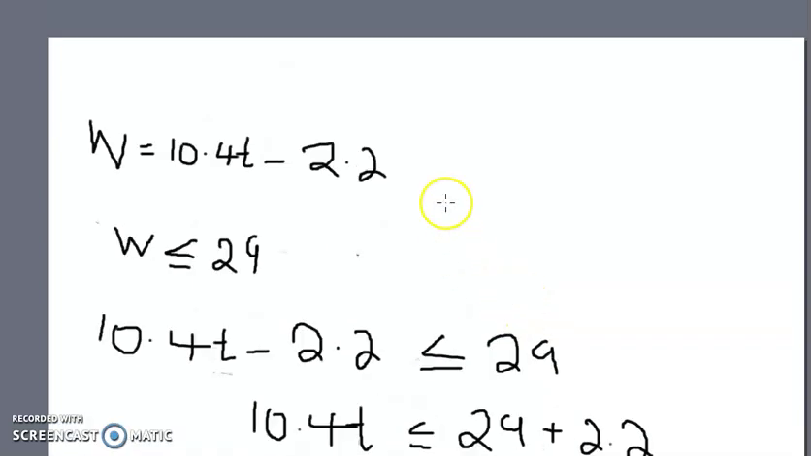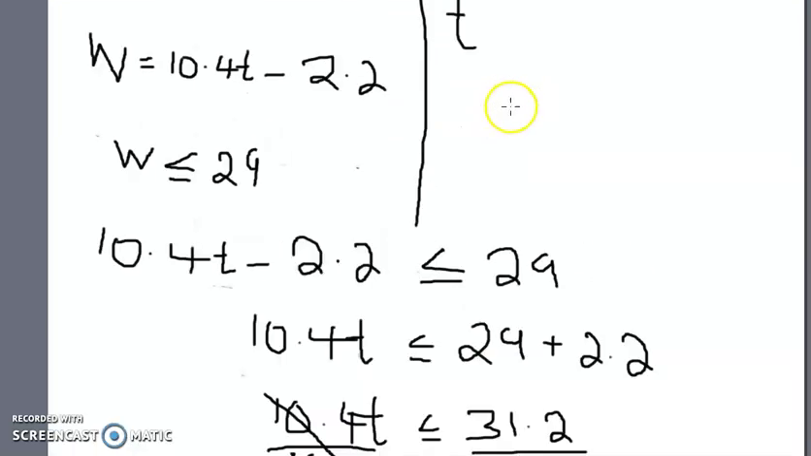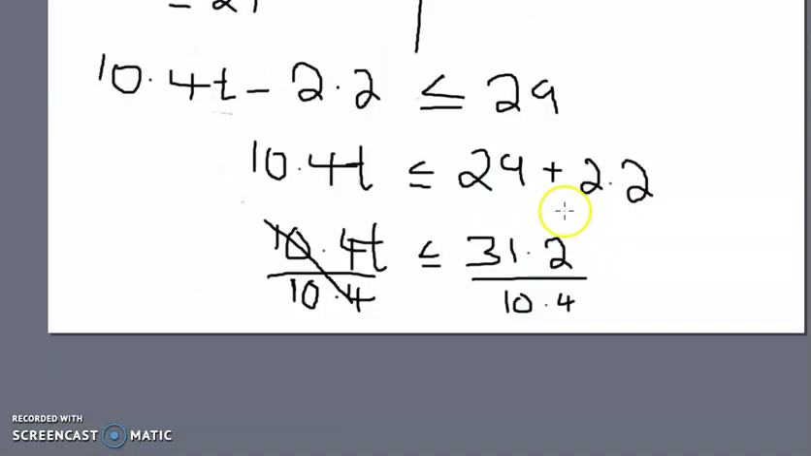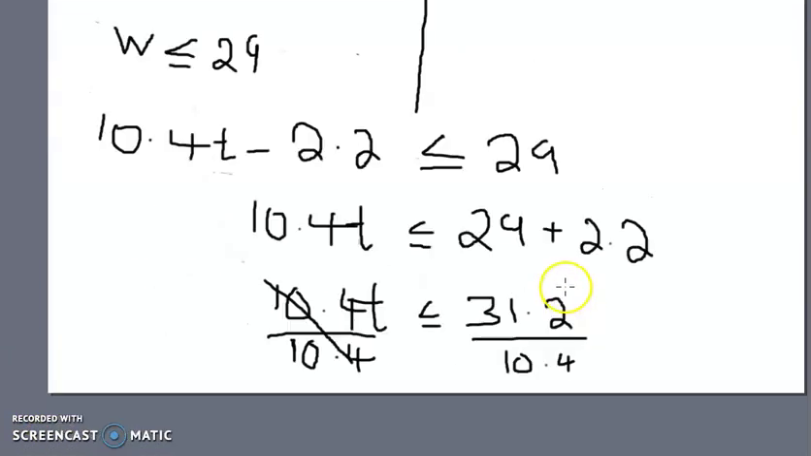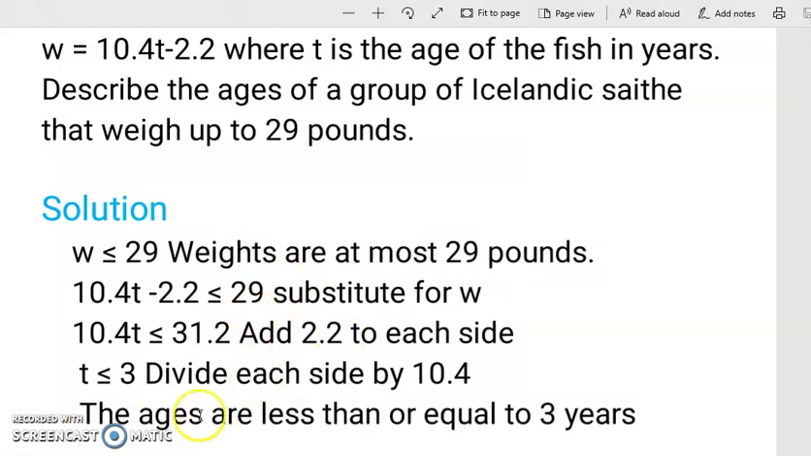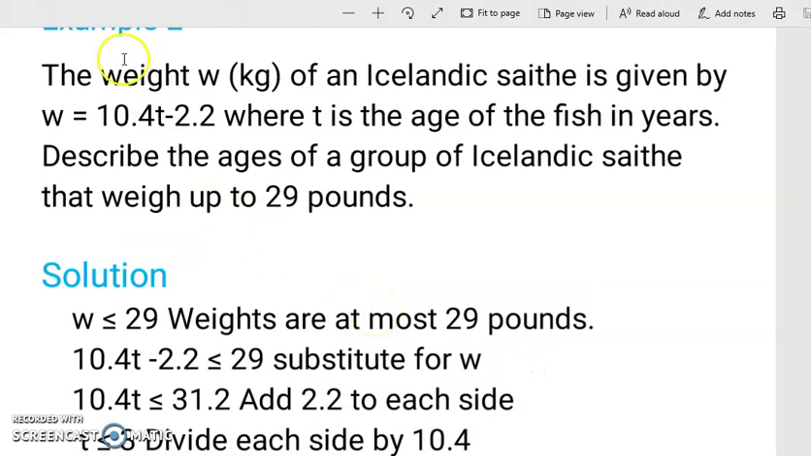Okay, as usual, we say T is less than or equal to, sorry, I'm a bit slow. When we divide here, what will be the answer? Let me see. Okay, when we divide this one, we get 3. So T is less than or equal to 3, and this is the answer. So the set of ages T would be less than or equal to 3, so that we solve the question as it was stated right here. The ages are less than or equal to 3 years, the ages at which the fish can weigh up to this weight.